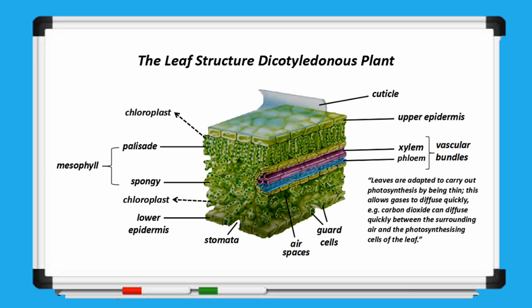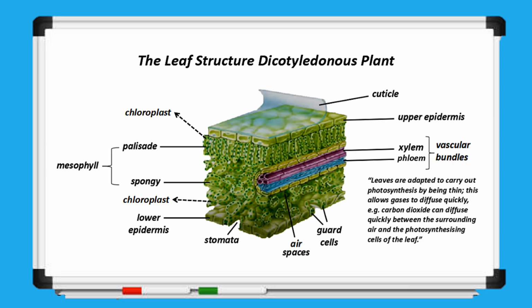Now, if you look at the lower epidermis, you'll see tiny pores labeled as stomata. These are the entry and exit points for gases. Each stoma is flanked by guard cells, which open and close the pore to regulate gas exchange and water loss. Also labeled in the diagram are the vascular bundles, which include the xylem and phloem. These are the plant's transport systems. Xylem carries water from the roots up to the leaf, while phloem transports sugars made during photosynthesis to other parts of the plant.